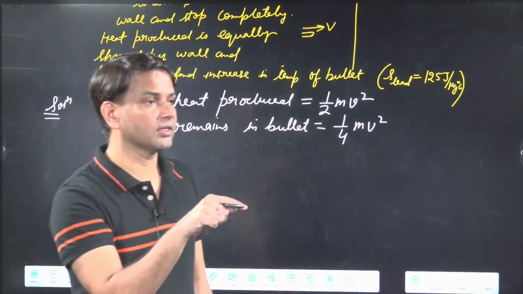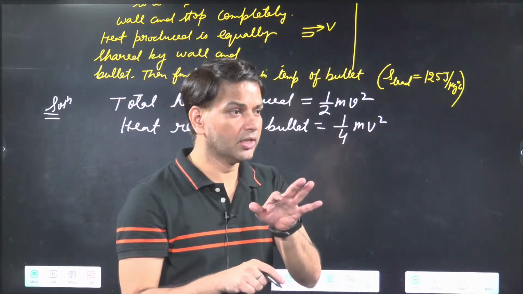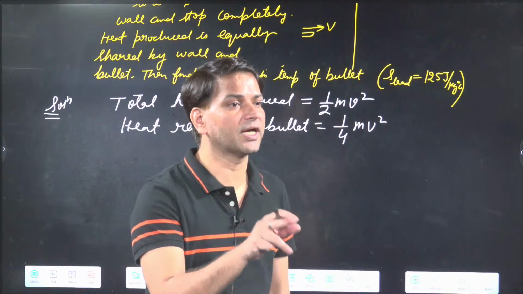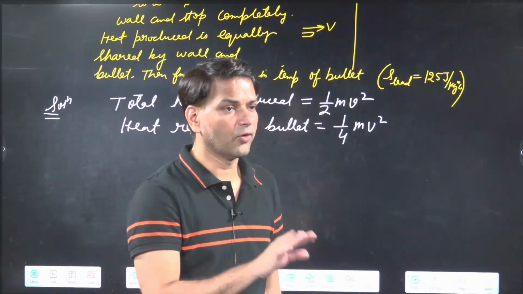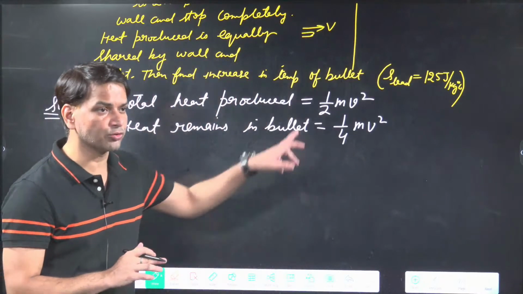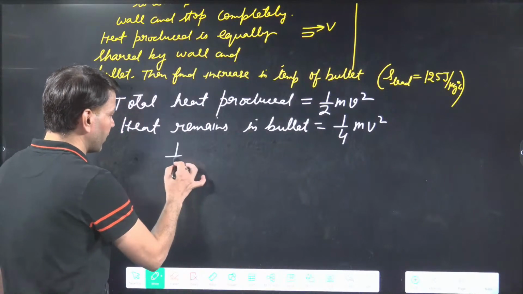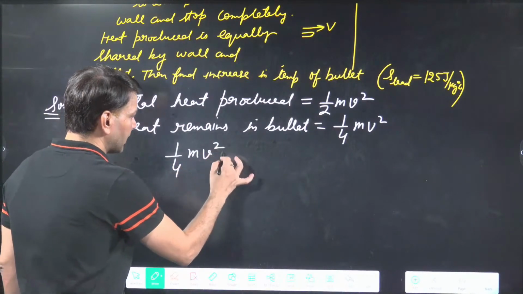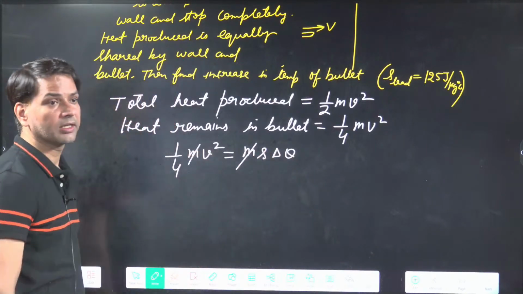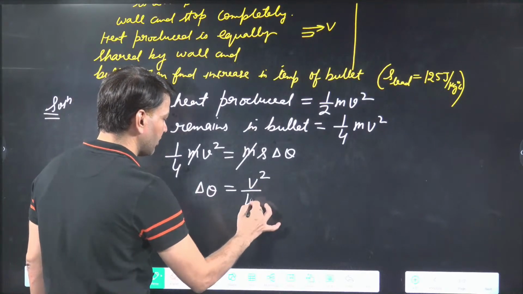And that heat is changing the temperature of the bullet. For the change in temperature, we always equate heat with ms delta theta. Yes or no? So how much heat is produced? 1/4 mv square, and that will be equal to ms delta theta. Now m and m cancel out. So one thing we can say, delta theta is equal to v square by 4s.